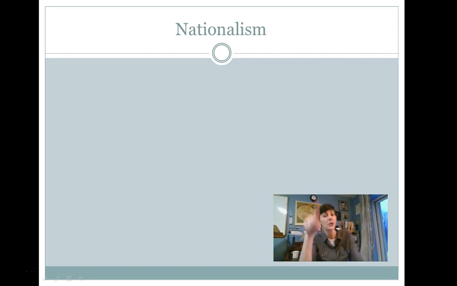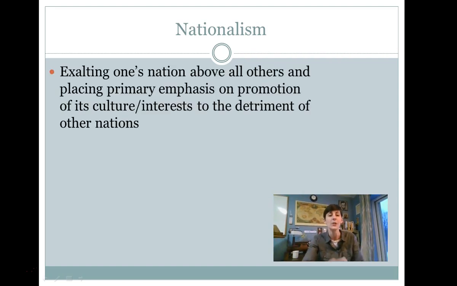All right, nationalism. This should be review for you too, but we're going to talk about this in depth in class. So what is nationalism? It's exalting, basically elevating one's nation, your personal nation, above all others, okay? And your primary concern is promoting, advancing, making sure that your ideas, your culture, your national interests are number one. And it doesn't matter what suffering has to happen or what other bad things might happen to other people. As long as you're number one, you don't care. That's nationalism. And this was a major, major cause of World War I, as we will see.